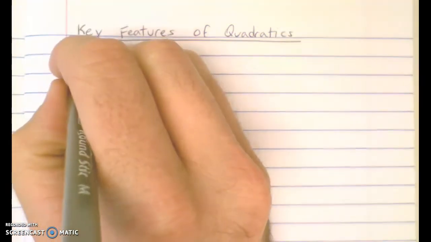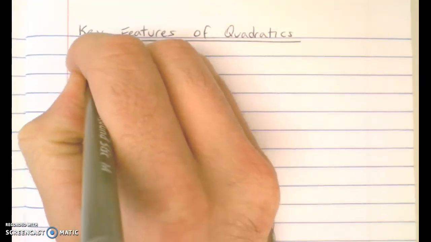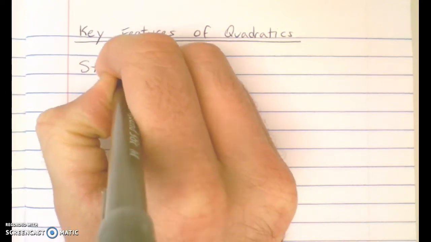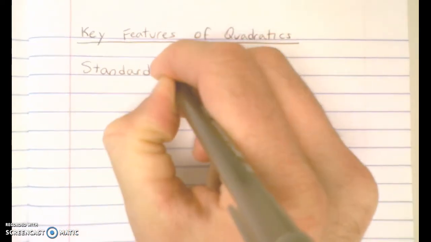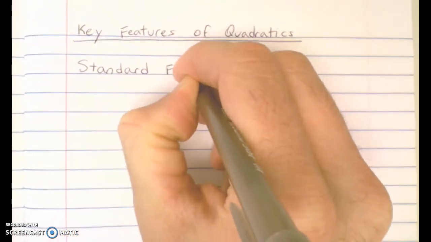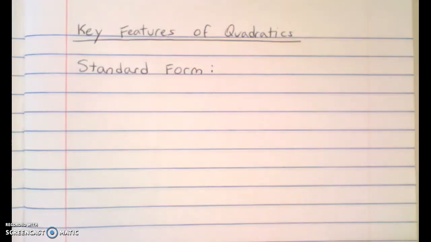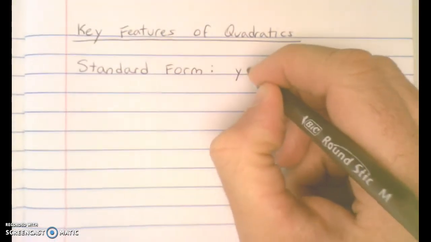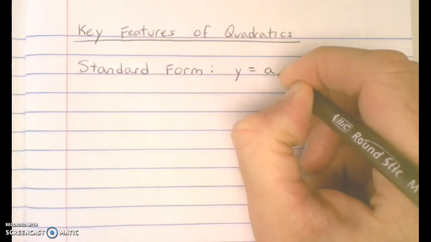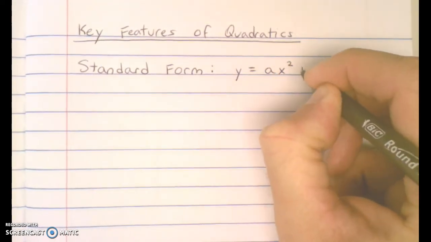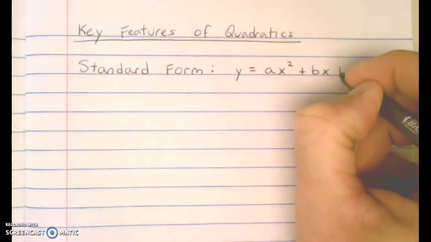So the first piece of a quadratic is that we need to understand the standard form of a quadratic equation. Standard form means the general form that you're going to see the quadratic equation in. And this is the format that we write the standard form in: y equals ax squared plus bx plus c.